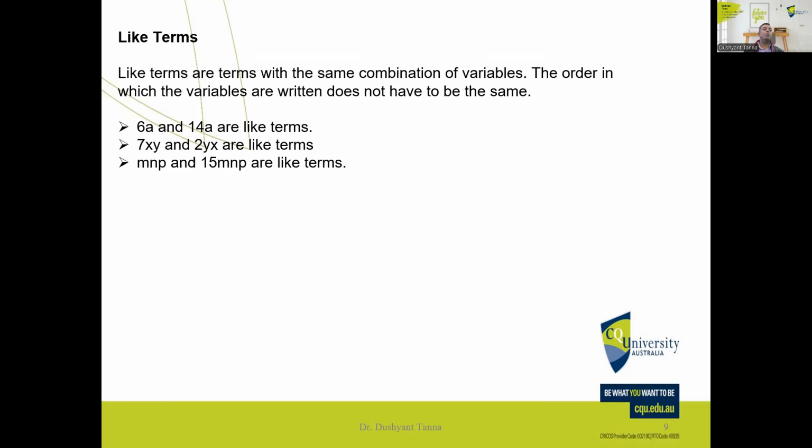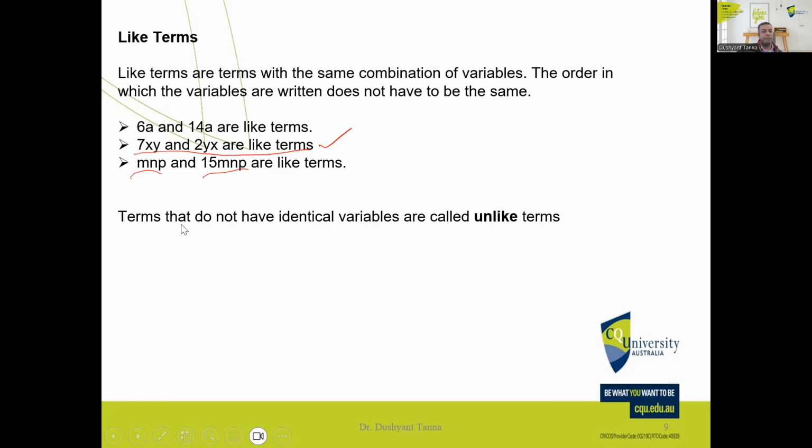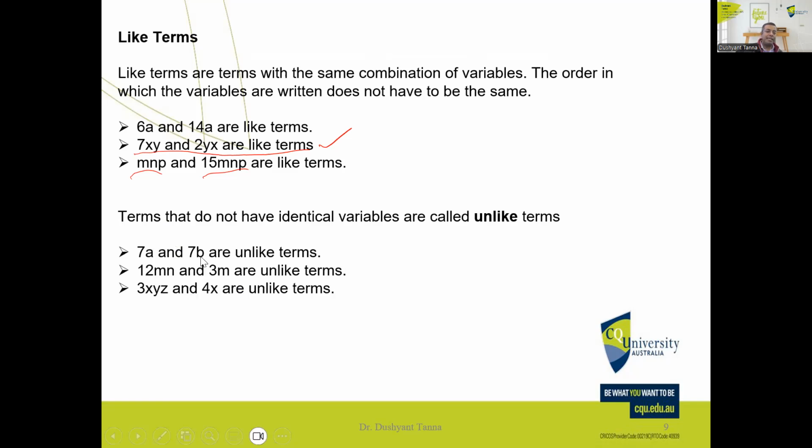Why was it important? Because in the second example up here, I said that 7xy and 2yx are like terms, which is true because xy is the same as yx. MNP and 15 MNP or 15 NMP, 15 PMN, they are all like terms. Terms that have no identical variable are called unlike terms. 7 apple and 7 banana are unlike. MN and M, 3xyz and 4x are unlike terms. Don't add them.